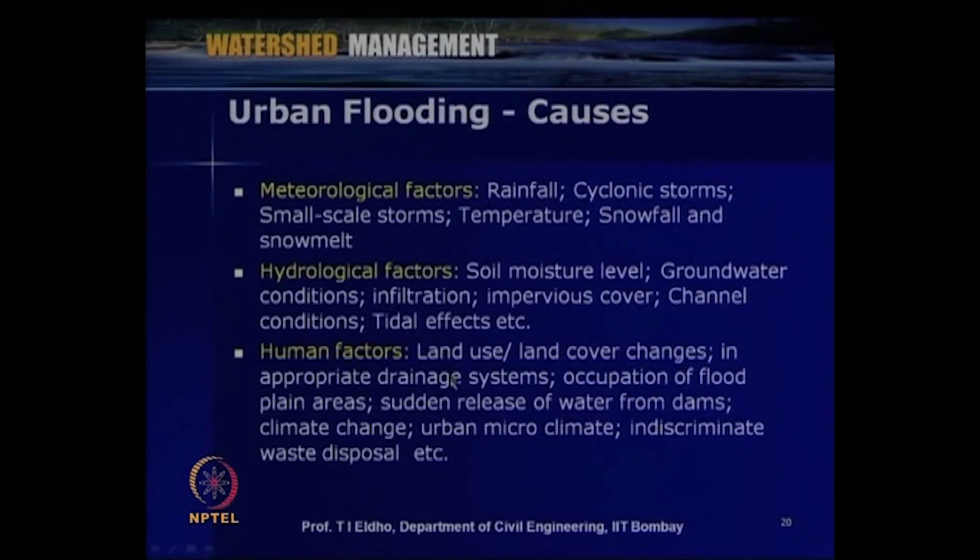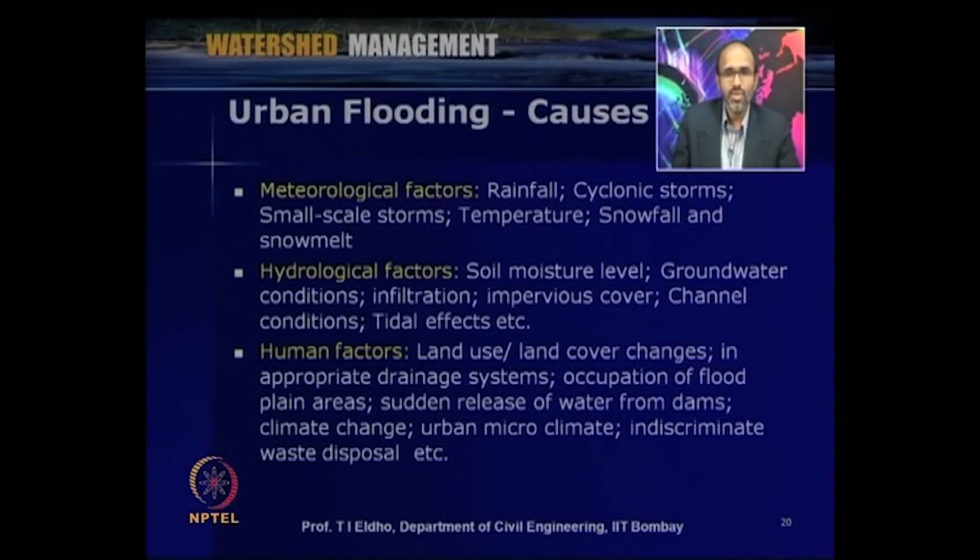And then human factors, like changes in land use. Urbanization actually means a change in land use. So, land use and land cover changes, then inappropriate drainage systems, so there is no effective drainage system or the drainage system is not effective. Then occupation of floodplain areas, where buildings are constructed or the floodplain is encroached. Then sudden release of water from dams due to heavy rainfall, climate change effects, urban microclimate or indiscriminate waste disposal. So, these are some of the causes of urban flooding.